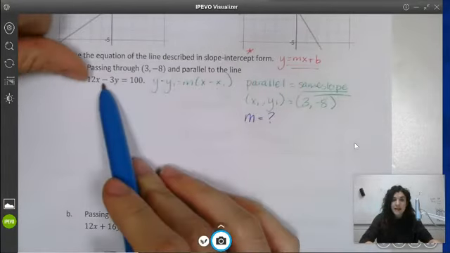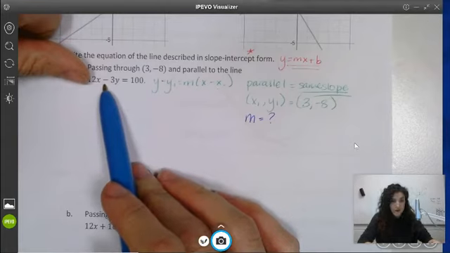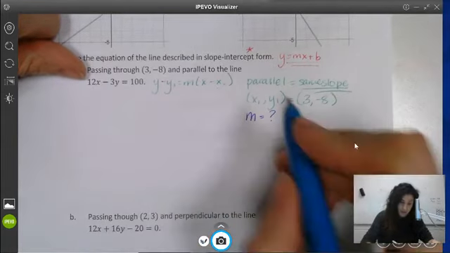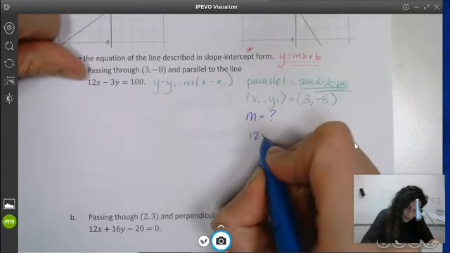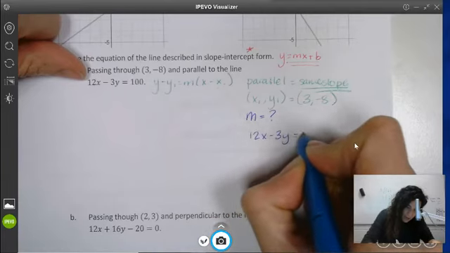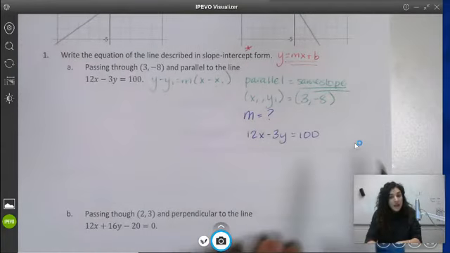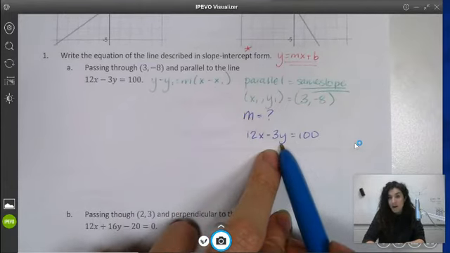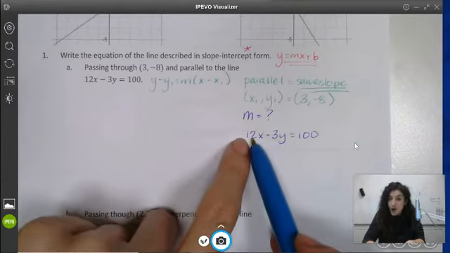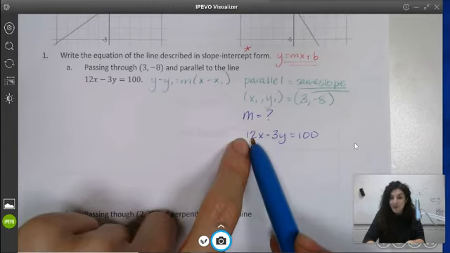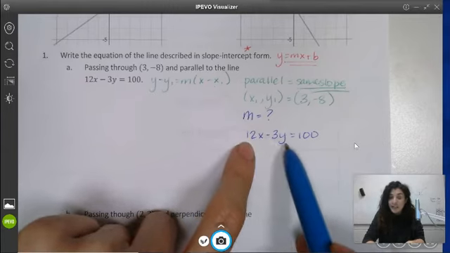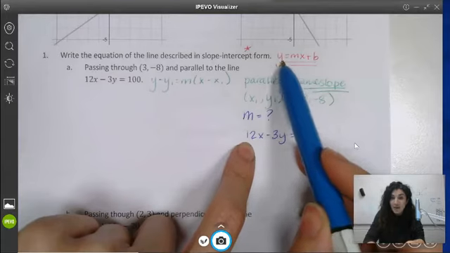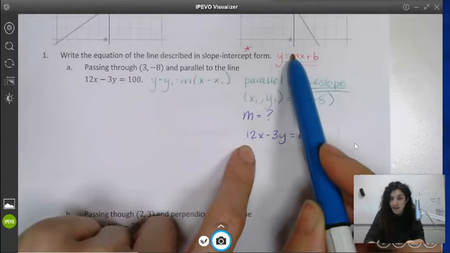But we know that the slope will be the same as this equation. So we need to find the slope here. 12x minus 3y equals 100. It's hard to tell what the slope is when y is not by itself. A very common mistake is for people to say, oh, the slope is 12. Not true. The slope is 12 only if y is by itself and then it's 12 in front of x.